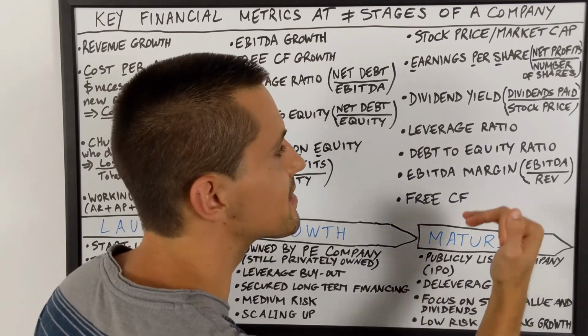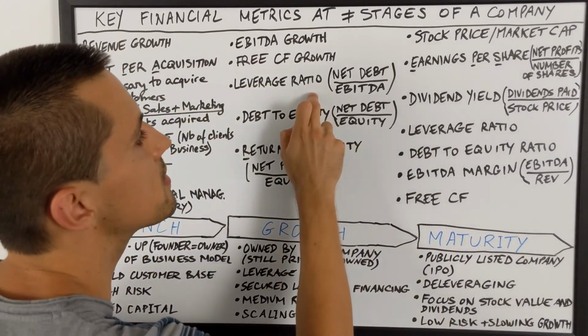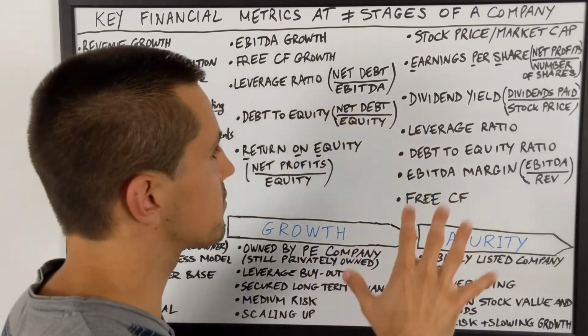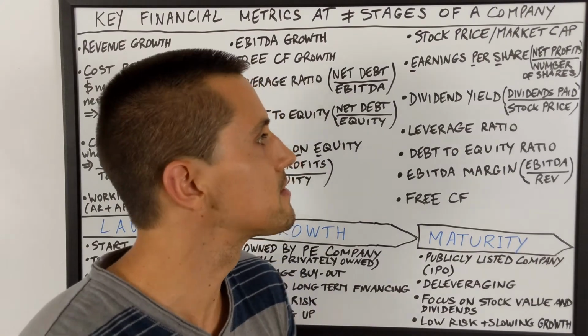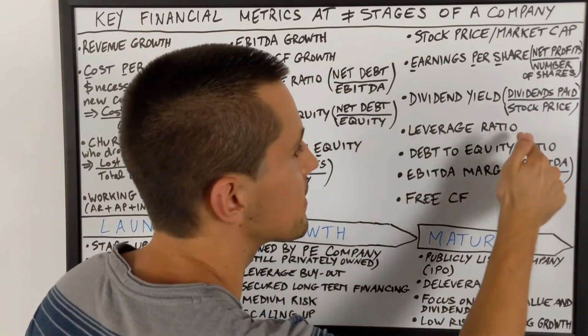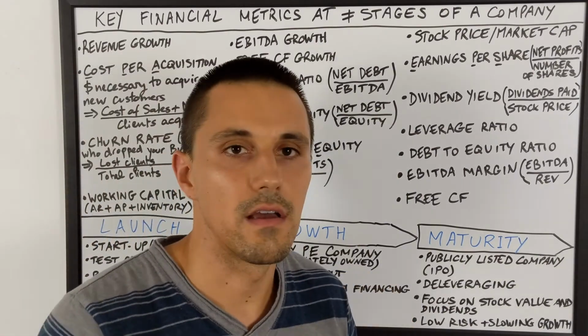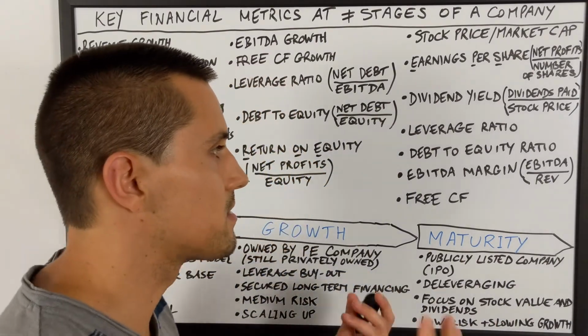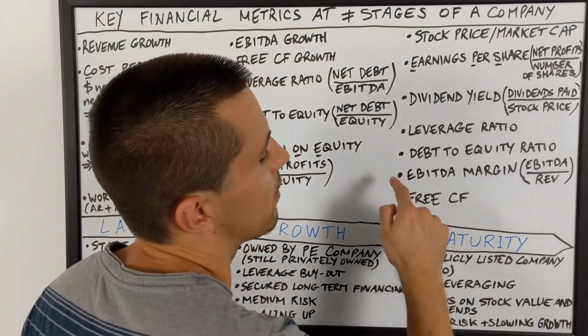In this phase you are deleveraging. So let's say if you had a leverage ratio here of 5, which means you had 5 times more debt than operating profits, then the goal obviously here is to lower that number, because less debt is usually a good sign. It means it's a less risky business, especially if it's a matured one.